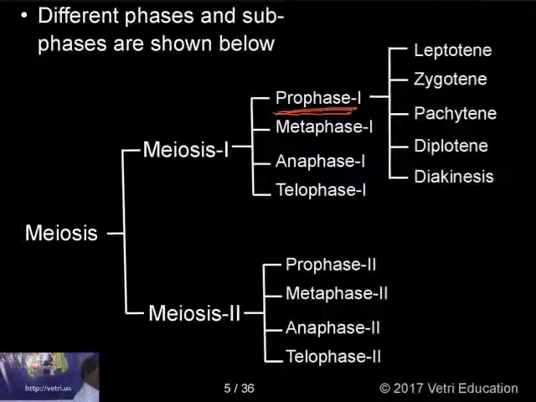Just to remember, I will give a small formula so that you can remember well. This is called LZP D square. You remember like this: leptonema, zygonema, pachynema, diplonema. In some books you can find leptotene, zygotene, pachytene and diplotene. Both are the same, nothing to worry about. And now let us see the different subphases in prophase 1.